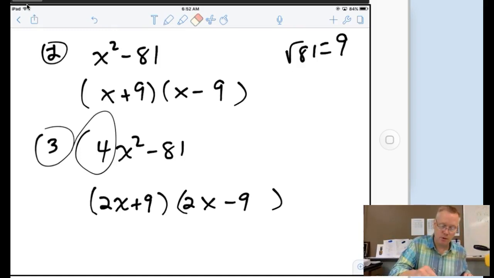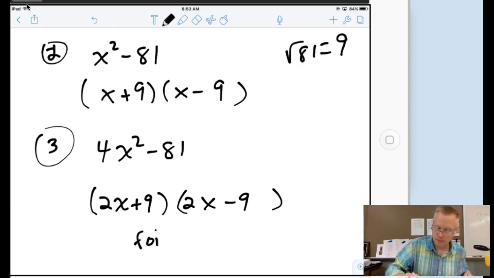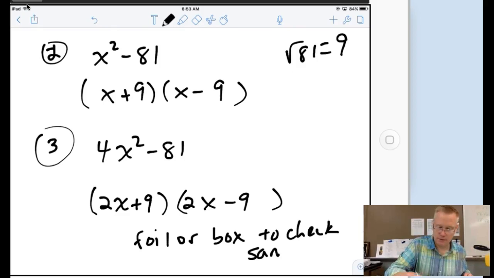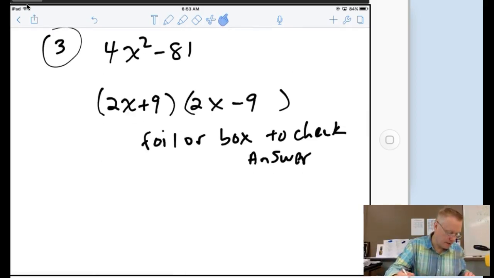Now, if you wanted to check your work, you could do FOIL or box to check. Multiply it back out. Answer. One of these days I'll spell correctly. Answer. All right, so there's that one.